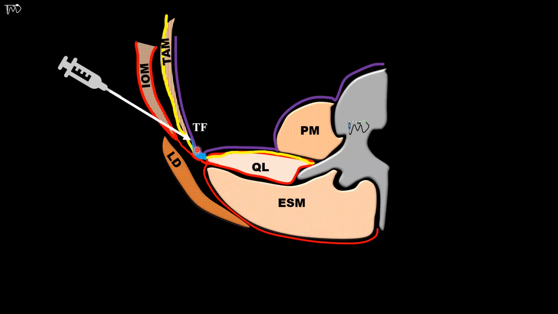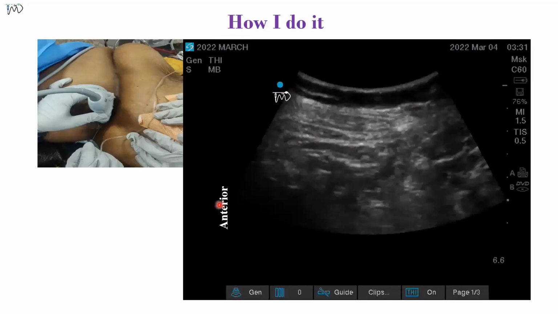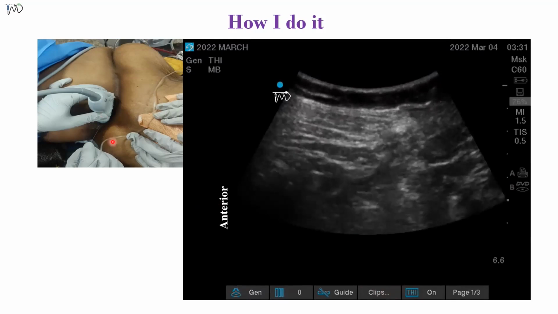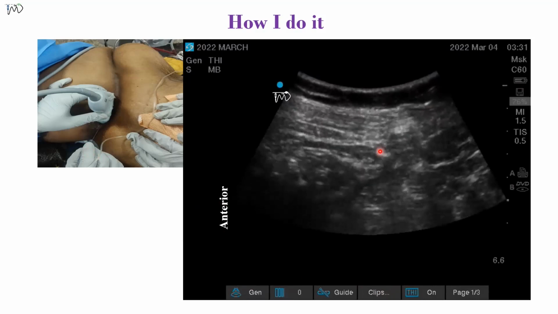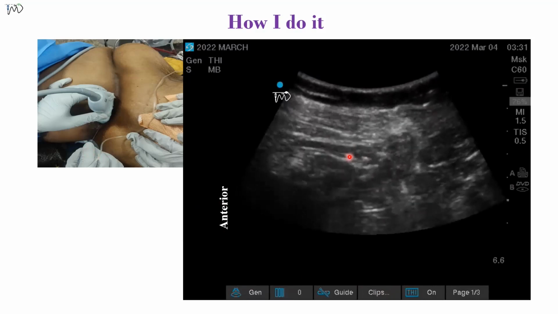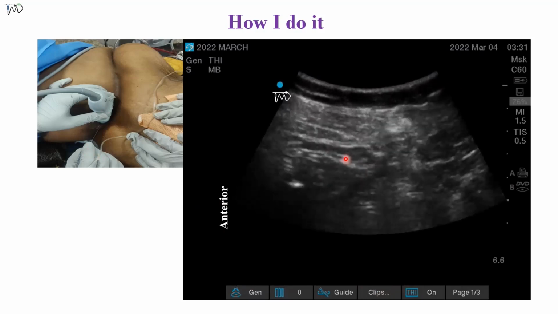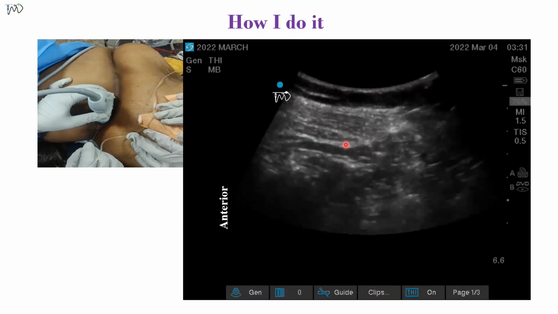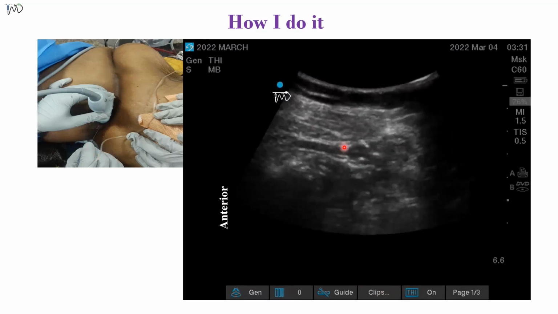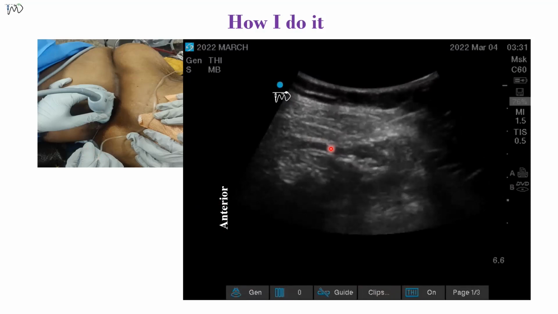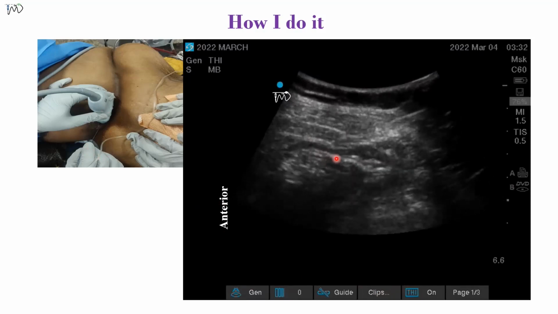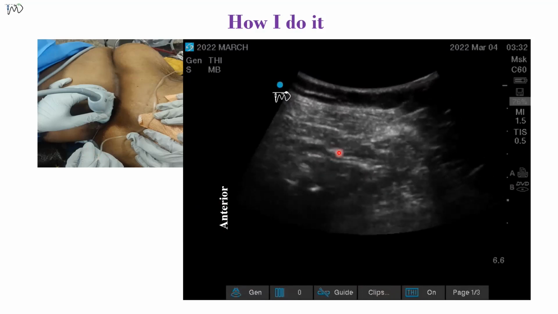So the local anesthetic is injected between this plane, between the transverse abdominis muscle and the transversalis fascia. Here you can see the needle is inserted from posterior to anterior direction, deep to the tapered tip of transversus abdominis muscle. The tip is placed between the transversus abdominis muscle and the transversalis fascia here, and the local anesthetic is deposited. This results in more localized spread of local anesthetic.